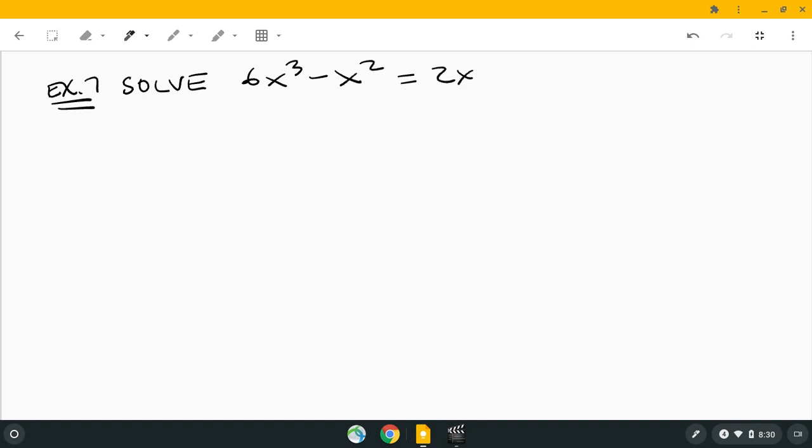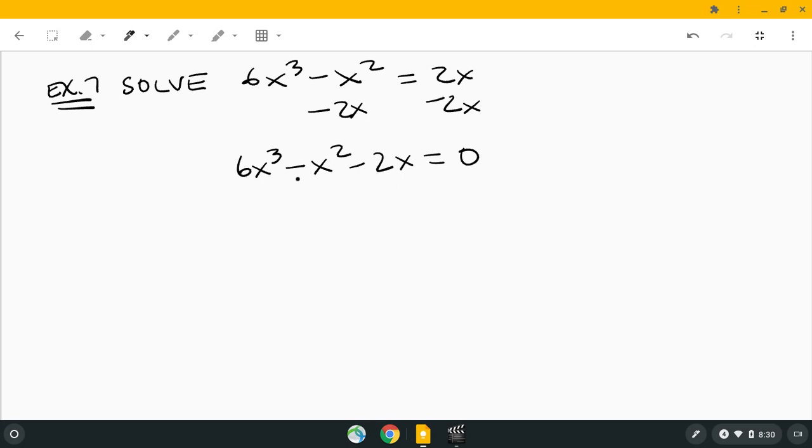Let's take a look at this next one, number 7. Let's go ahead and solve this one. 6x cubed minus x squared equals 2x. All right, so again, we don't have it equal to 0, so let's subtract 2x. Put it in order. So 6x cubed first, x squared next, and then minus 2x, and we have our 0.